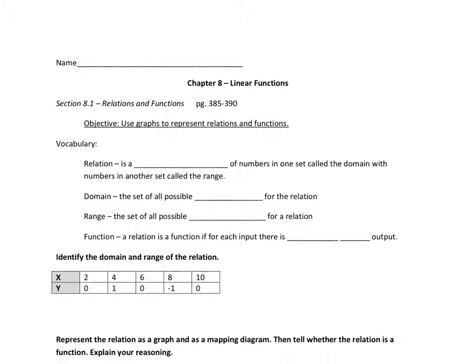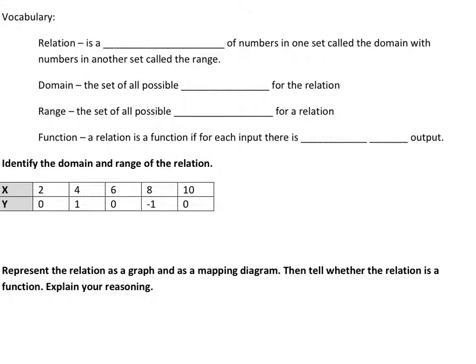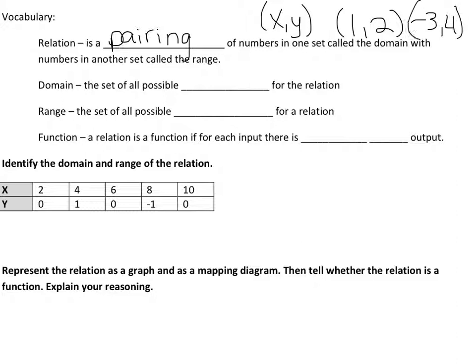So if we jump into our vocabulary, our first one is a relation. A relation is a pairing of numbers in one set called the domain with another set called the range. Now, we have worked with ordered pairs before where we have an x comma y. So maybe we have 1 comma 2 or negative 3 comma 4. These are relations. They are a pairing of numbers. The 1 is paired with the 2. The negative 3 is paired with the 4. I have an x paired to the y.